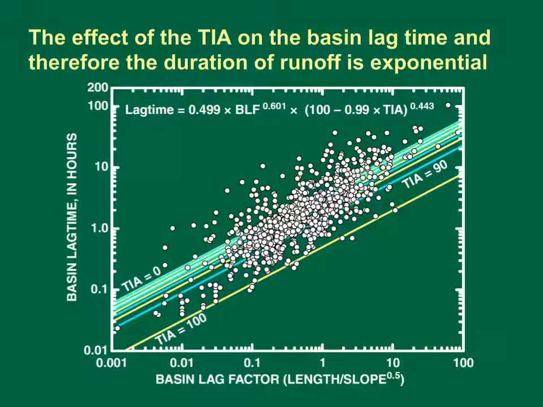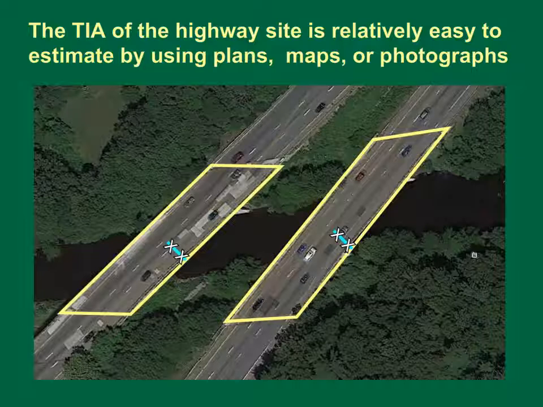The TIA may be used to calculate the basin lag time with the equation shown in this graph if a value of -1 is entered for the basin development factor on the highway site form or the upstream basin form in SELDM. The TIA of the highway site is relatively easy to estimate using plans, maps, or photographs because these sites are usually relatively small, well contained, and visually distinct from surrounding areas.